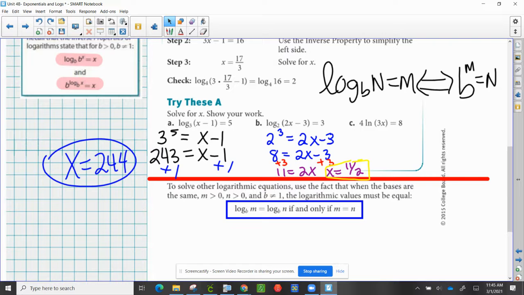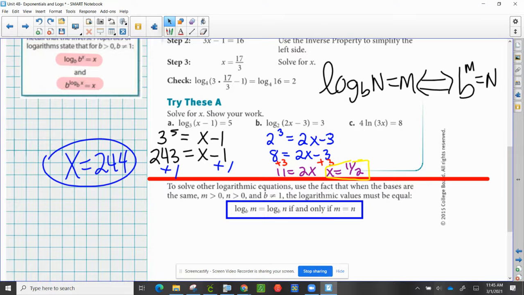Okay, here's what I got. So I rewrote it as an exponential. 2 to the 3rd power is equal to 2x minus 3. Now 2 to the 3rd power is 8. And then after that, we just have a little two-step equation. So it doesn't work out to be a nice number, but we get 11 halves, okay, or 5.5.